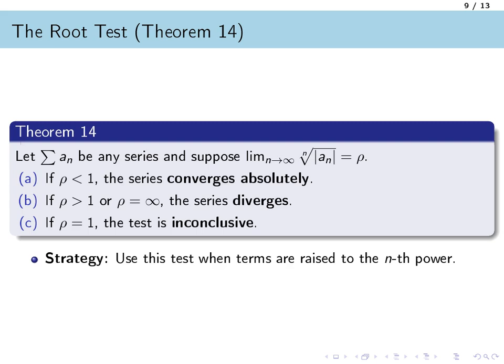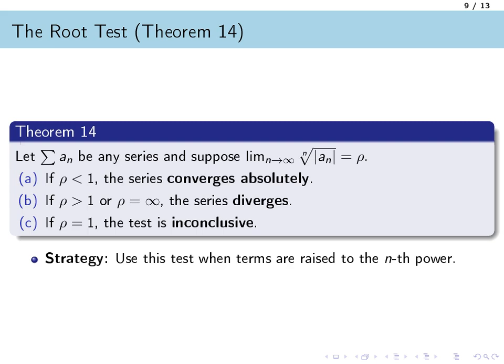It is particularly useful when the terms of our series involve expressions raised to the nth power. The structure of this test is very similar to the ratio test. We begin by calculating a limit, which we call rho. Rho is the limit, as n approaches infinity, of the nth root of the absolute value of the term a sub n. The conclusion, then, depends entirely on this value.